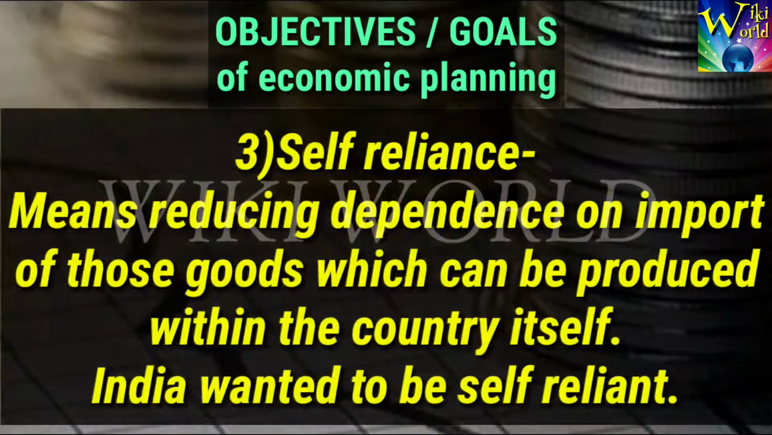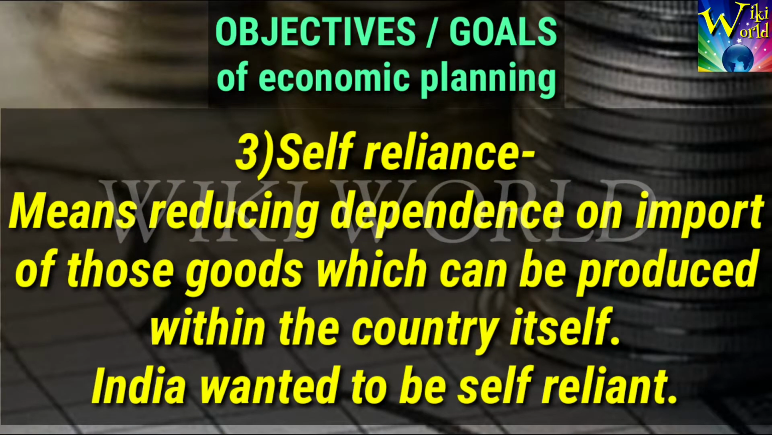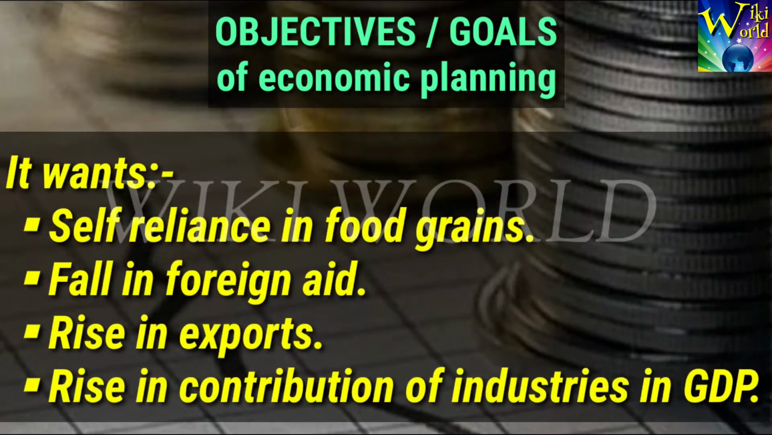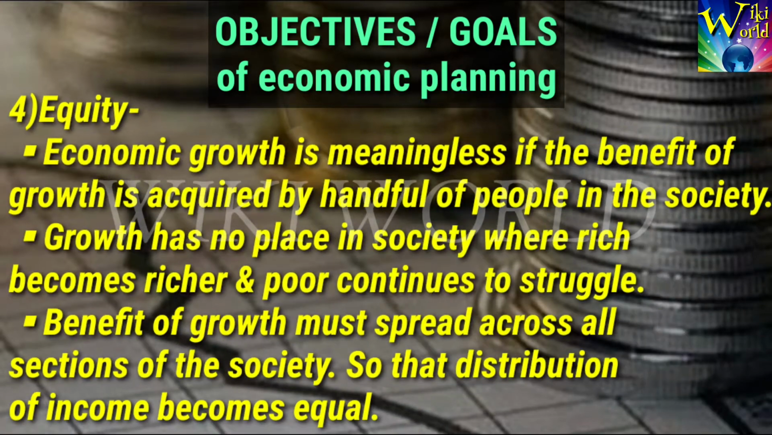The third is self-reliance, which means reducing dependence on import of those goods which can be produced within the country itself. India wanted to be self-reliant. Basically, it wanted to be self-reliant in food grains, fall in foreign aid, rise in exports, and rise in contribution of industries in GDP. The fourth one is equity.